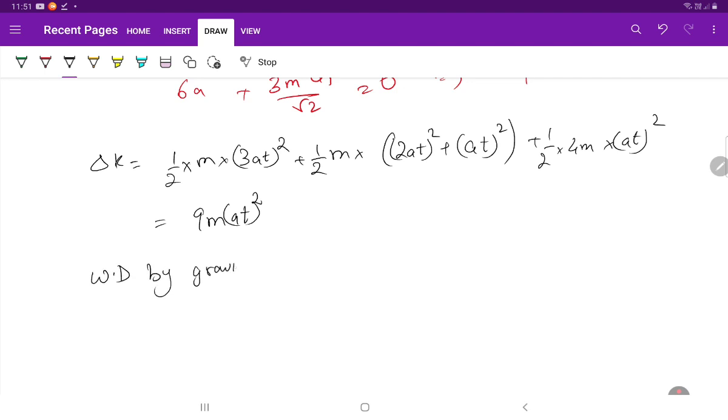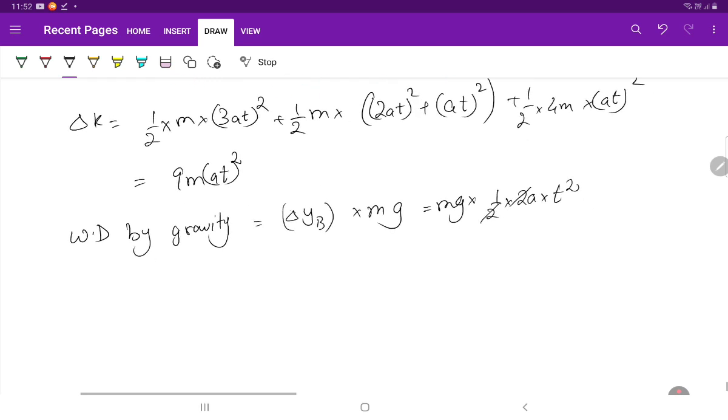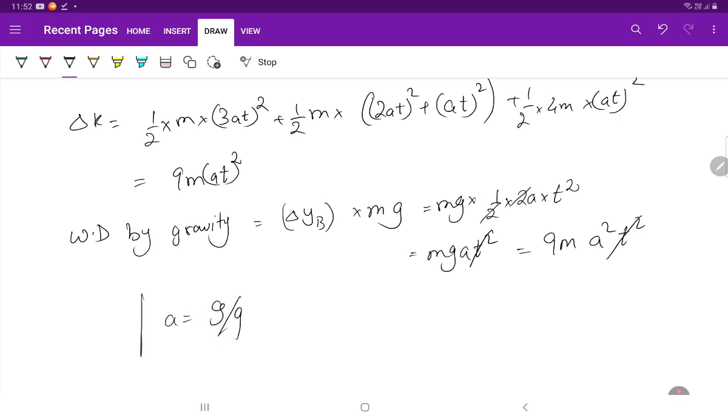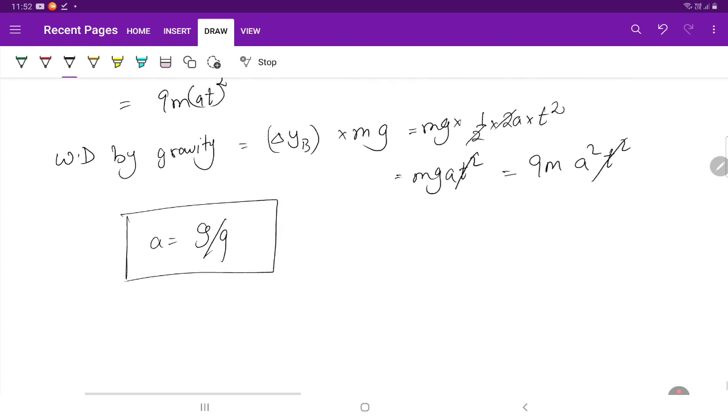Work done by gravity is equal to displacement of b along the y-axis into mass of b into g, which will come out to be mg into half times 2a into t square, right? You will get it to be mg a t square, and this is equal to delta K, which is 9m a square t square. Cancelling the t square terms, we will get a to be g by 9, and that's the final answer. So the value of n we get is 9.